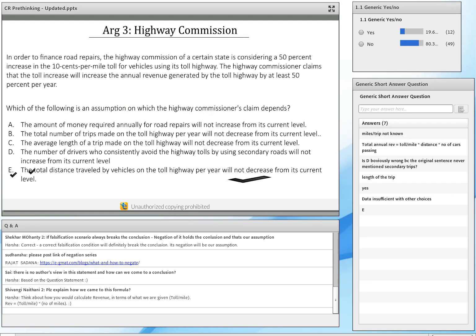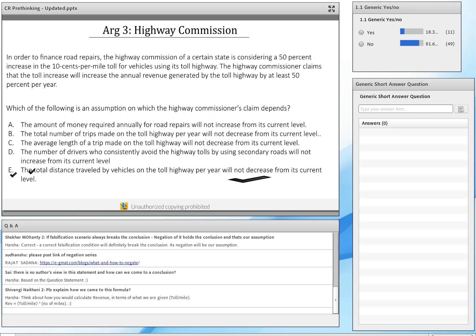Any doubt on any of the other answer choices? Any doubt over here? Why is C not correct? Okay, C talks about the average length of the trip. It's just the opposite. If the average length of the trip decreases, then can't the total number of trips increase to make up for it?